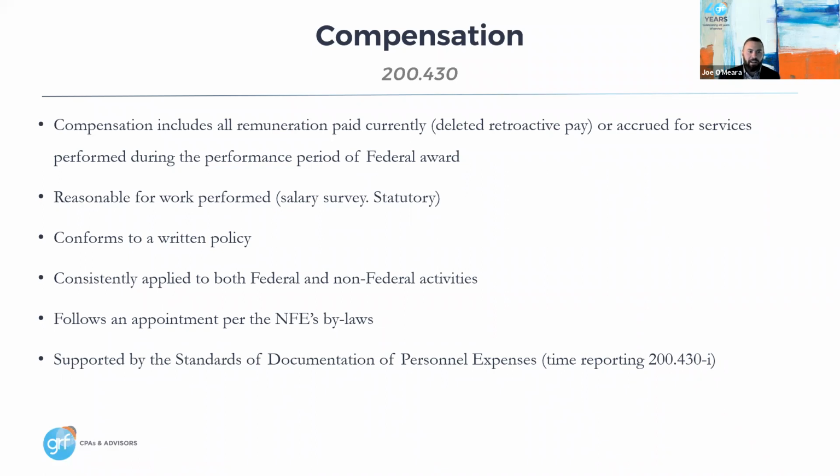The standards require that you have a written policy for how you handle compensation costs, and that your policy is consistent both between your federal awards and your non-federal activities. So again, they want to make sure what you're ultimately charging the federal government is consistent with how you would handle similar activities throughout your organization, and you're not increasing salaries or adding additional things just because the U.S. government is paying for it.